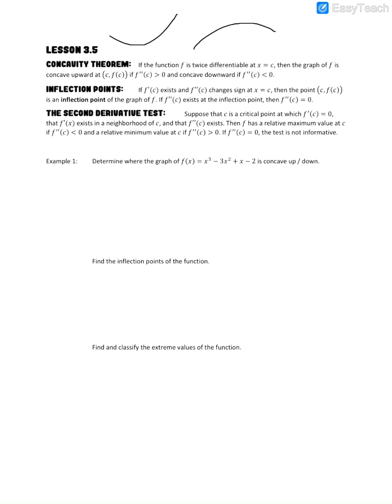And the easiest way to think about it is if it was raining on this function, would the function collect the water or would the water roll off? Okay, so if it would be collecting the water, that's concave up. If it would be rolling off, that's concave down. All right, so the concavity theorem says if your second derivative is positive, it is concave up. If it is negative, it is concave down.